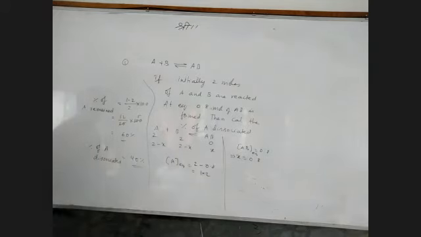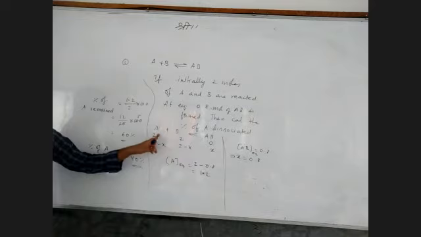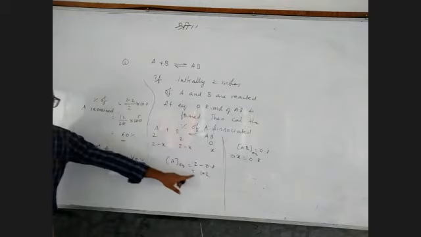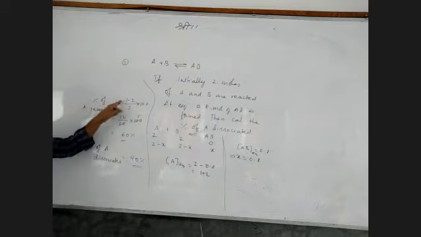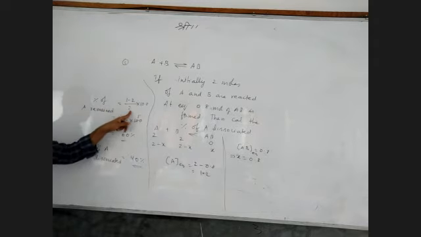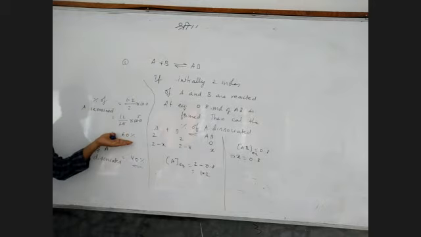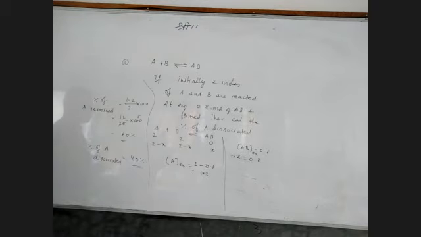Okay, now what is the question? Percentage of A remaining is how much? Initially we have taken 2 moles, but now only 1.2 is remaining. So percentage remaining means 1.2 remained, 2 is the initial moles you have taken, into 100. So how much percentage is remaining at equilibrium? 60%. Then how much got dissociated? 40%. Total 100, so 100 minus 60 is 40%.